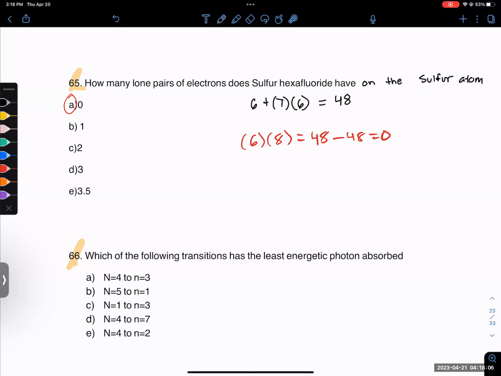So more than likely, we're going to get asked a question about the central atom. Oh yeah, most definitely. You're never going to be asked how many lone pairs are on the terminal atom. It's more likely the central atom. Yeah, what's up?